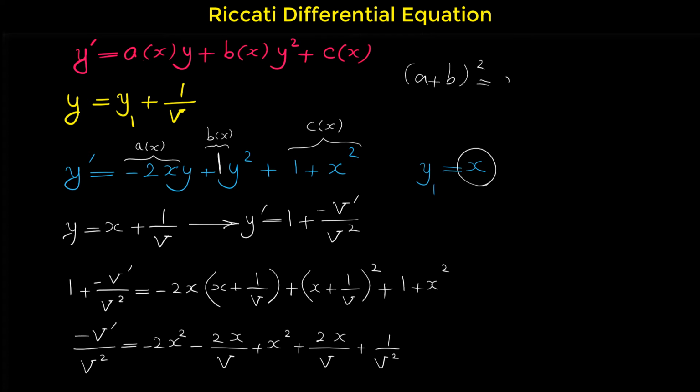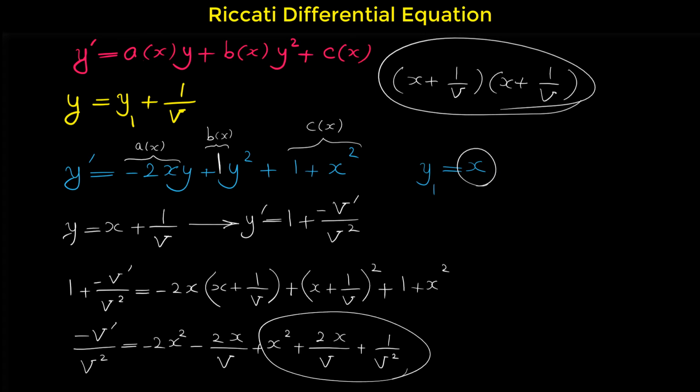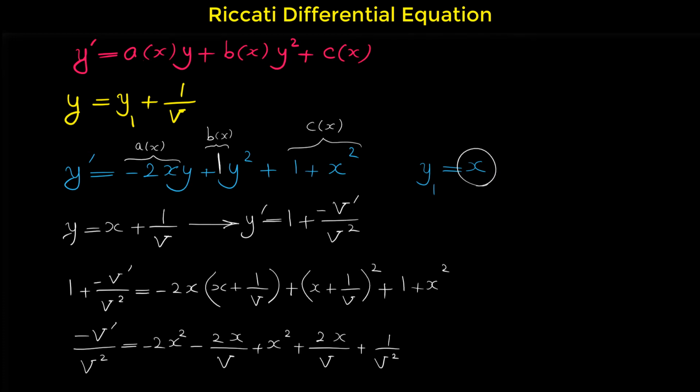For raising this to the power of 2, you can use this identity: (a plus b) squared is a squared plus 2ab plus b squared. Or you can simply multiply x plus 1 over v by itself, and you can get this. If you multiply these two brackets, you get to this expression, plus 1 plus x squared.